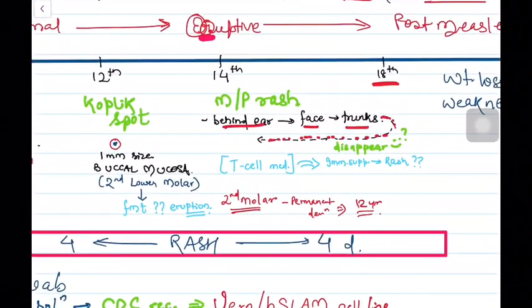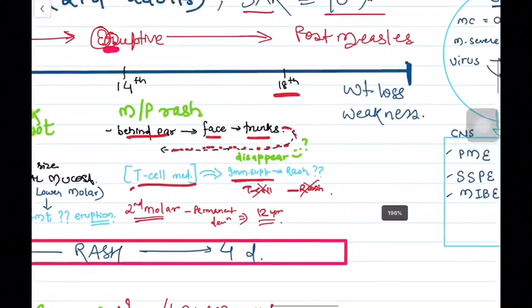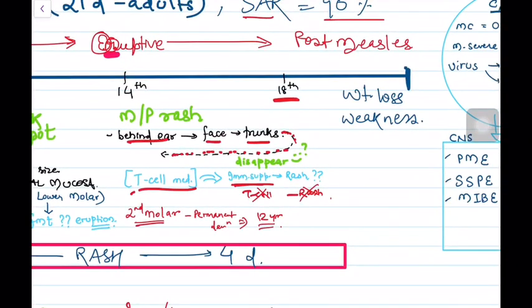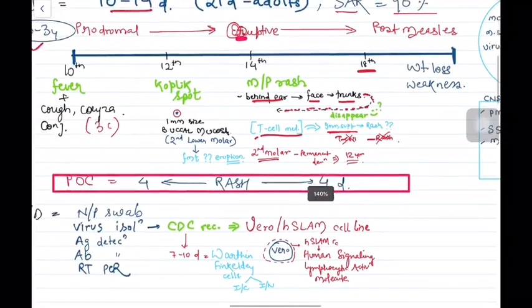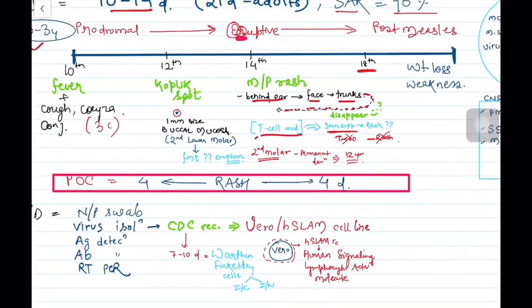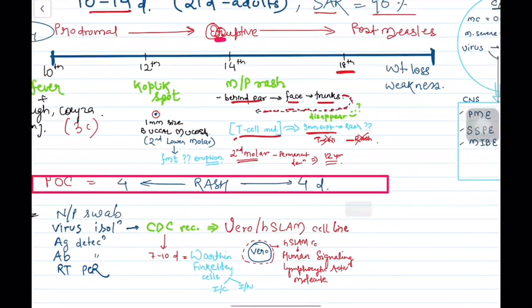Also, this rash is T cell mediated. So another point to note is, in case of immunosuppression, there will be no T cell, implying there will be no rash, right? Then in the post measles stage, there can be weight loss and weakness, nothing as such. Now the period of communicability is 4 days before rash to 4 days after rash.